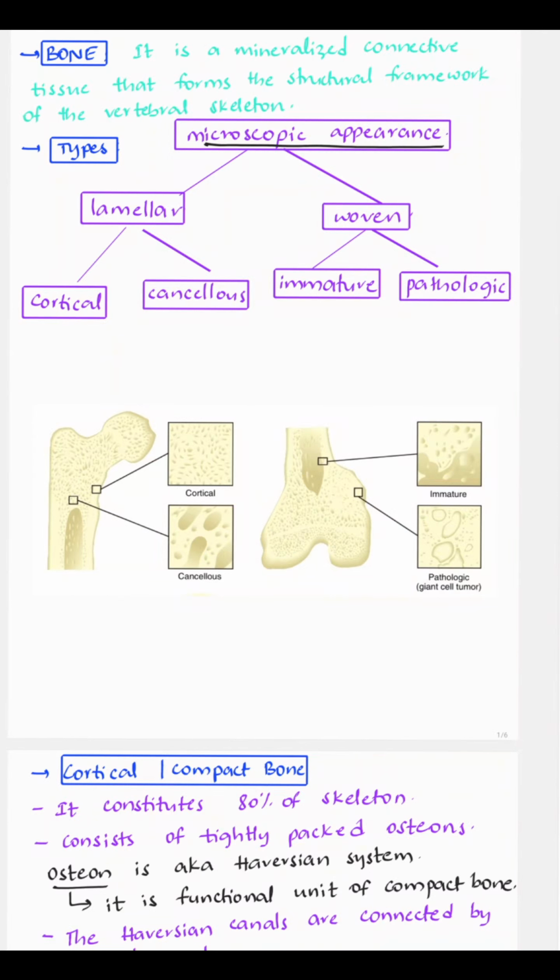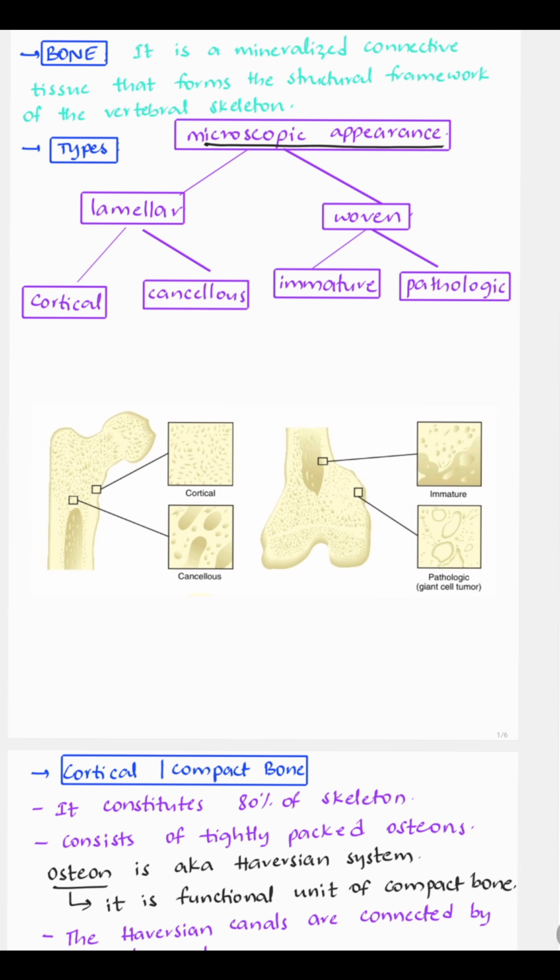First of all, bone is a mineralized connective tissue that forms the structural framework of the vertebral skeleton. Types: microscopically, the bone is of two types, that is, lamellar and woven bone. Lamellar bone is further divided into cortical and cancellous bone based on the arrangement of lamellae. Woven bone is of two types, immature and pathologic bone.